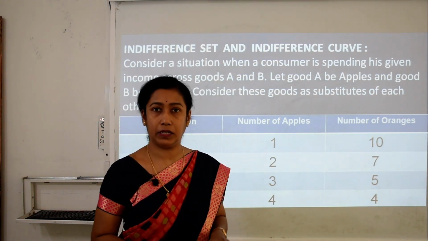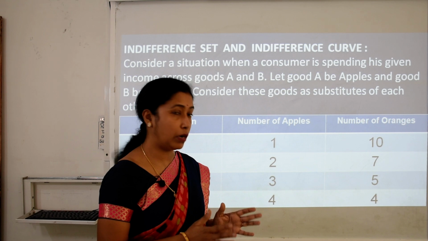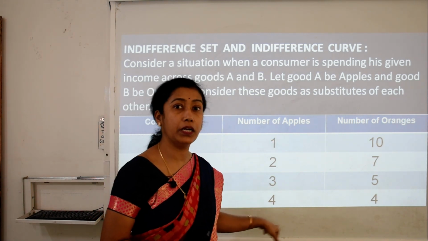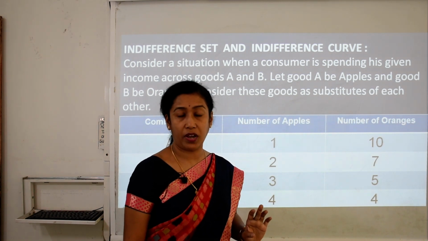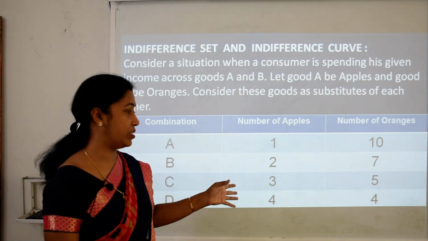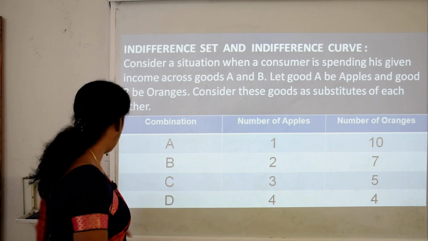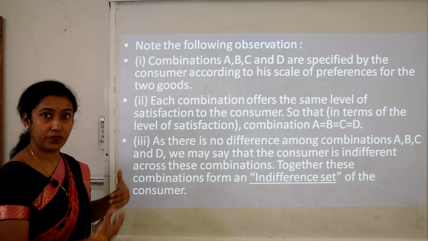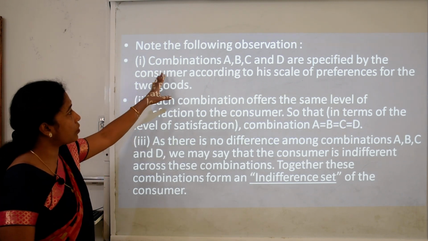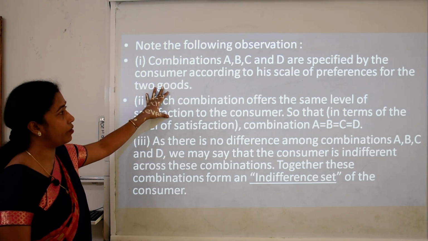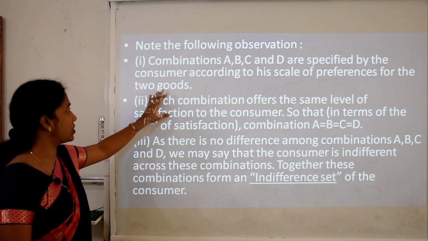What we notice is that the last unit of income is spent on 4 apples and 4 oranges. Now here we can consider that the amount of satisfaction or utility which he derives from both the goods is just the same. Why? Because the amount of income which he is spending on purchasing these units is the same. Note the following observations. The observation from the table is that the combinations A, B, C and D are specified by the consumer according to his scale of preferences for the 2 goods.